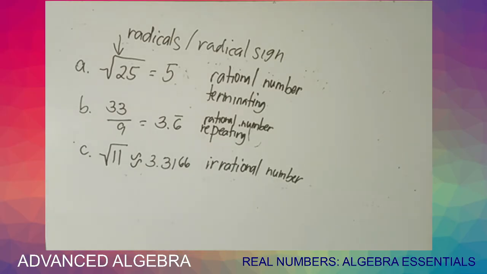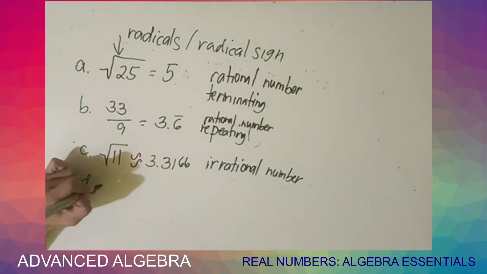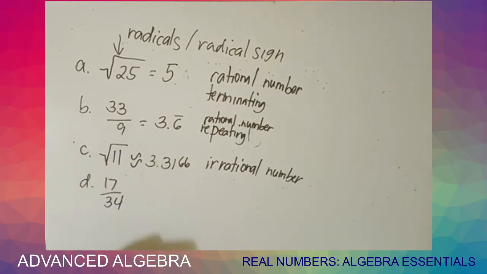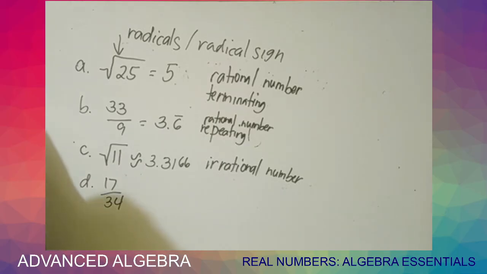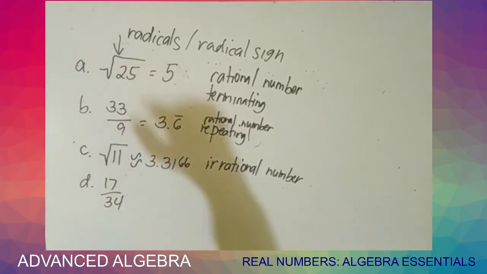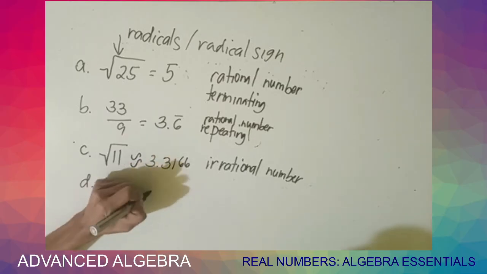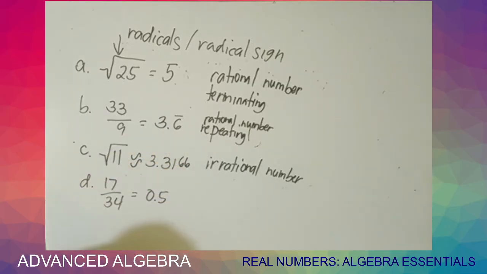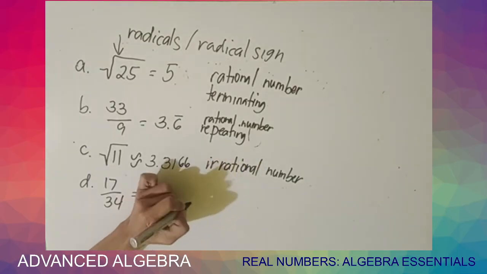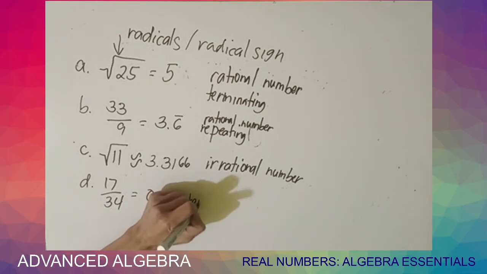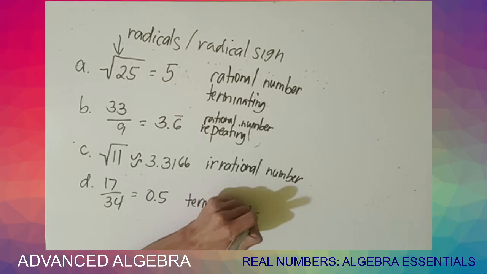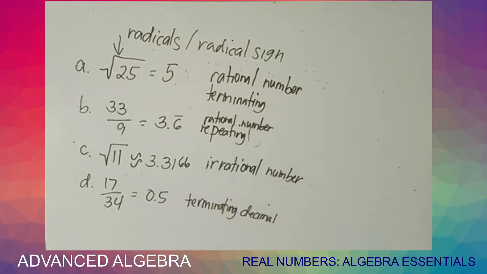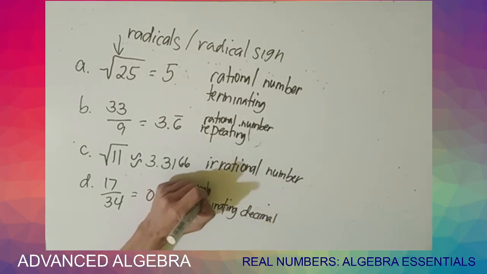Okay, letter D. So, letter D is 17 over 34. Kapag kinonvert natin siya as decimal, 0.5. So, it is irrational number, then siya ay terminating. So, kompletuhin natin. Terminating decimal, then siya ay rational number.